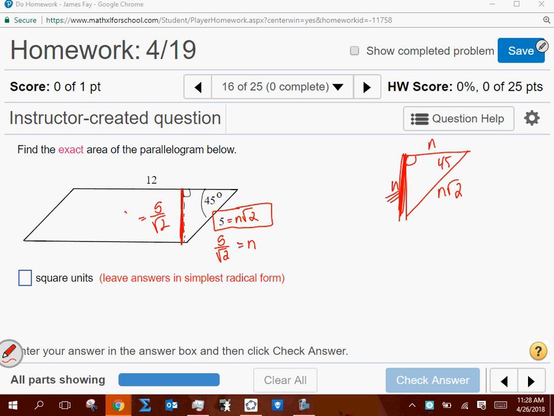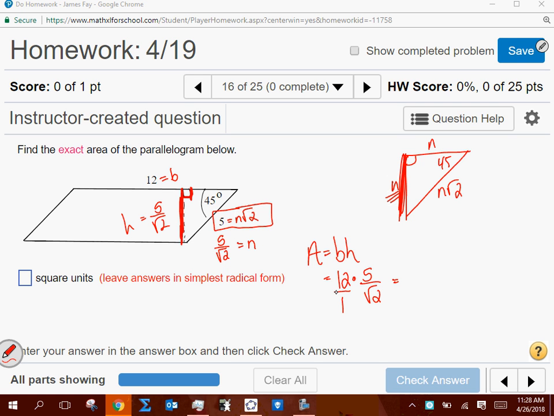But that is h. What is b? That was b, that's h. What is b for this particular parallelogram? 12. Remember, your base is always the side that your altitude is perpendicular to. So parallelogram area is base times altitude. So you have 12 times 5 over root 2.